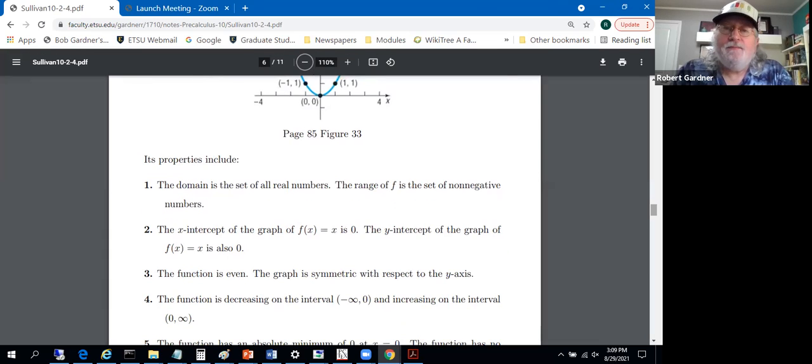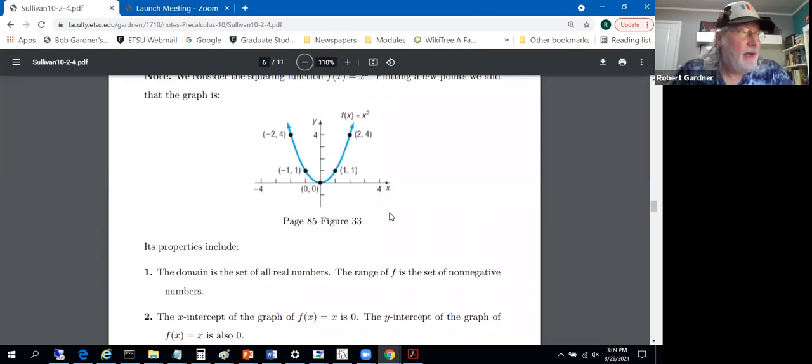Increasing and decreasing. Read from left to right. I always say that. It's easy enough to slip and start in the middle and look one way and the other. Reading from left to right, it goes downhill, decreasing, and then it goes uphill. So it's decreasing for these x values. That would be negative infinity to 0, and it's increasing from 0 to infinity.